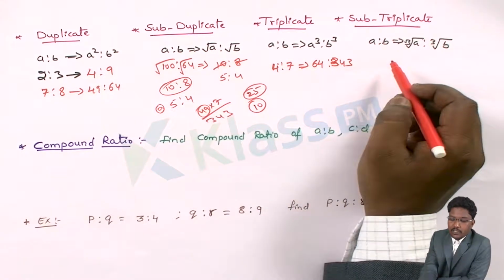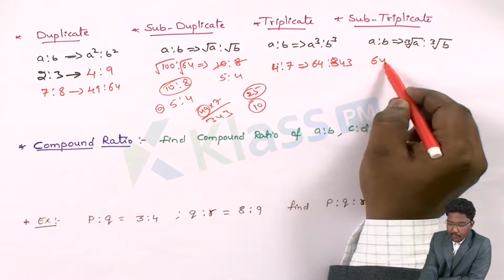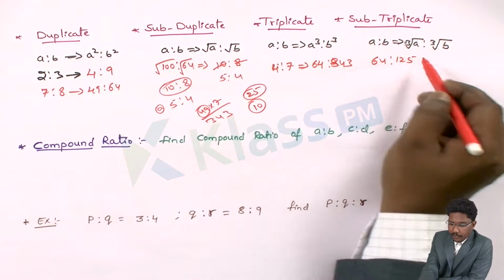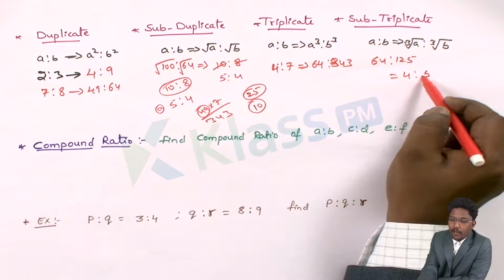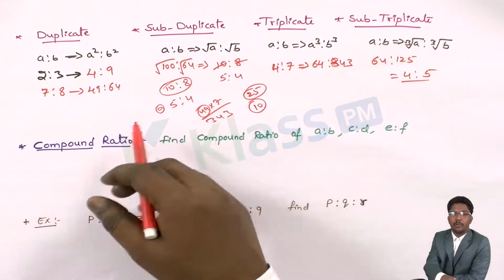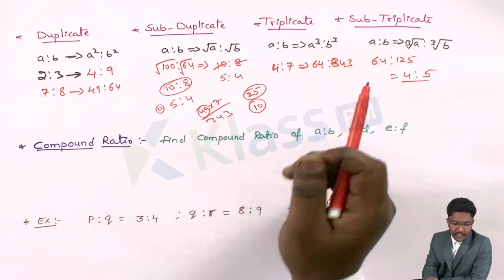Like this, what is the subtriplicate ratio? It is the cube root. Okay, 64 is to 125. Then what is the subtriplicate ratio? 4 is to 5. Like this, duplicate ratio, subduplicate ratio, triplicate ratio, subtriplicate ratio, these are the basic ones.